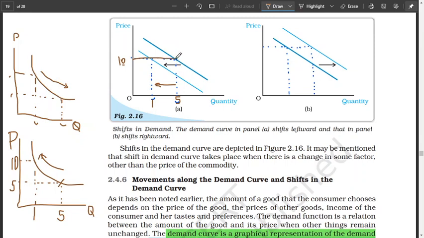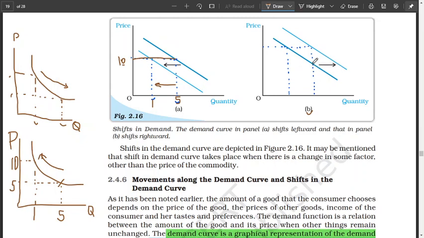So if we allow other factors to change, like we talked about substitutes and complementary goods, then if you tend to buy less even at the same price, this is the case of shifting leftward, a decrease. Figure B, the opposite. This is the original demand. This is the new demand, that you have a new demand curve shifting to the right.